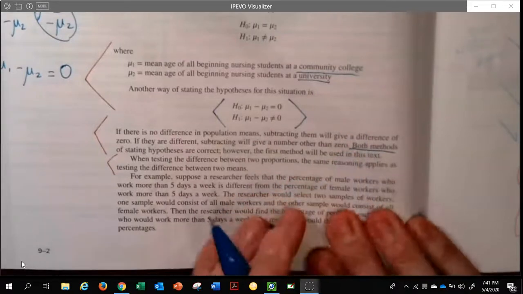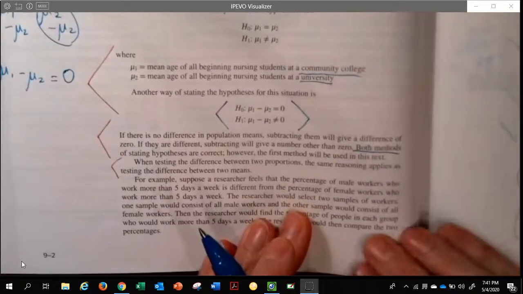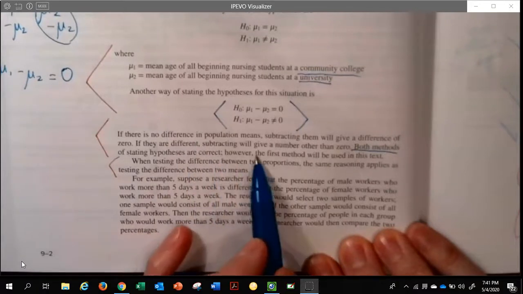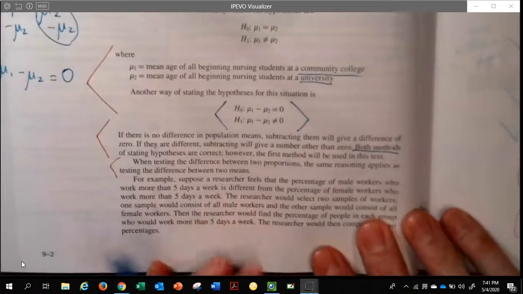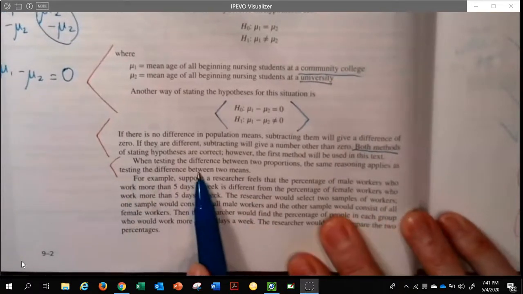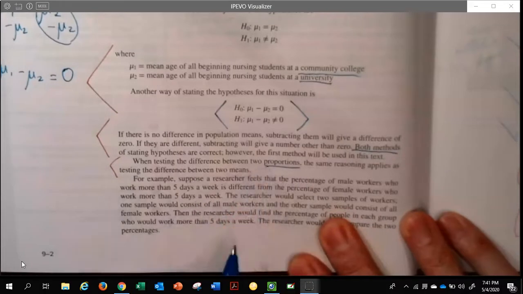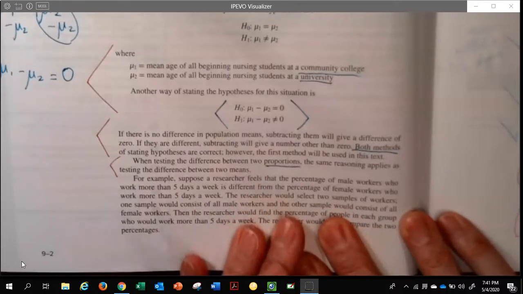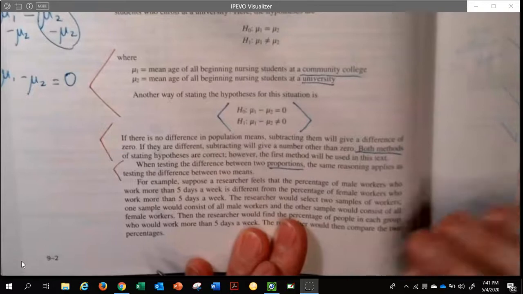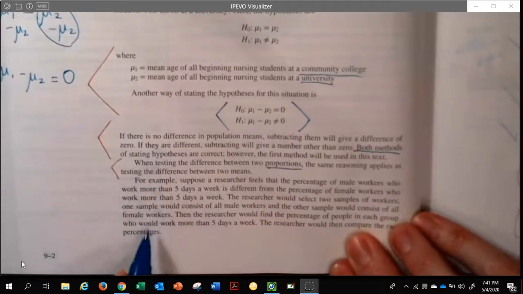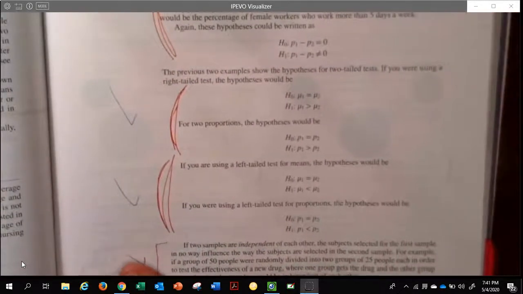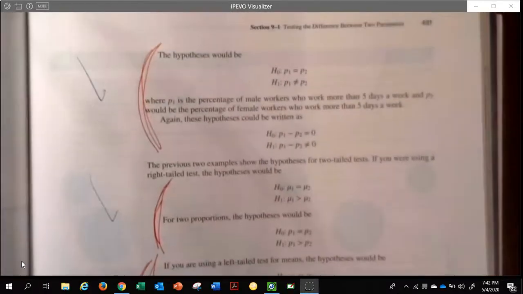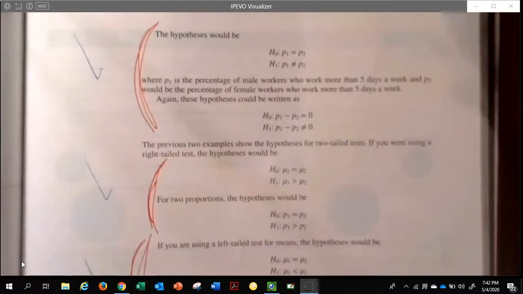Both methods, up here and here, of stating hypotheses are correct. However, the first method is going to be used, this one, in our text. When testing the difference between two proportions, the same reasoning applies as testing the difference between the two means, and it's going to mention one here, and then we're going to jump up here, because I don't want to read every word to you, and I'm on page 418, and I'm at the top of that page, and that's not an 18, that's a 481.